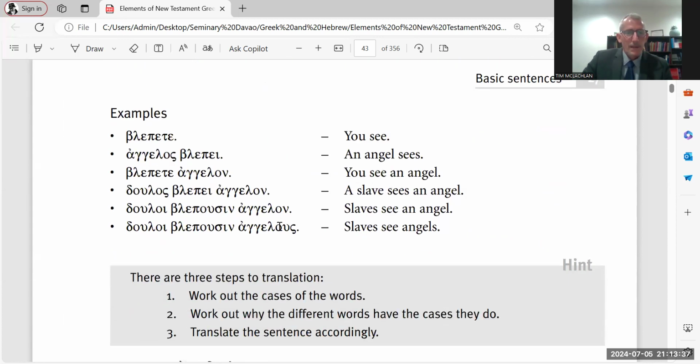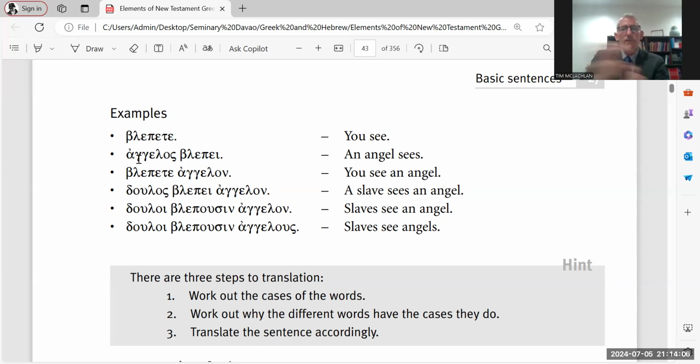Okay. And then more examples here. I think the examples seem numerous enough and they're fairly clear. So blepo, blepete, you take that's the basic verb to start off with, and then angelos blepe. Now here they've got the subject, the nominative, first. Who's doing the action? It's the angel, and then blepe, he sees. That tells us third person.